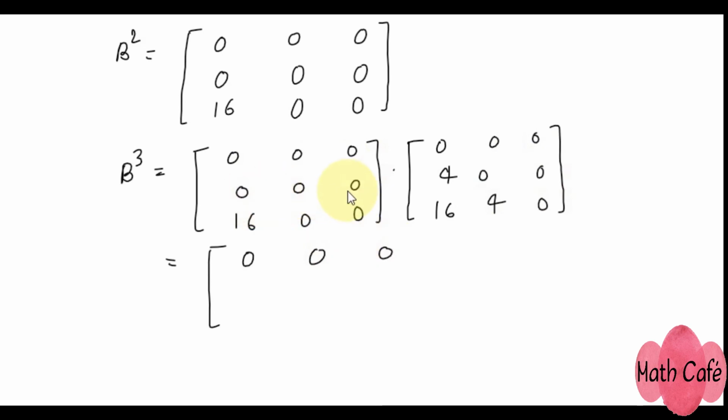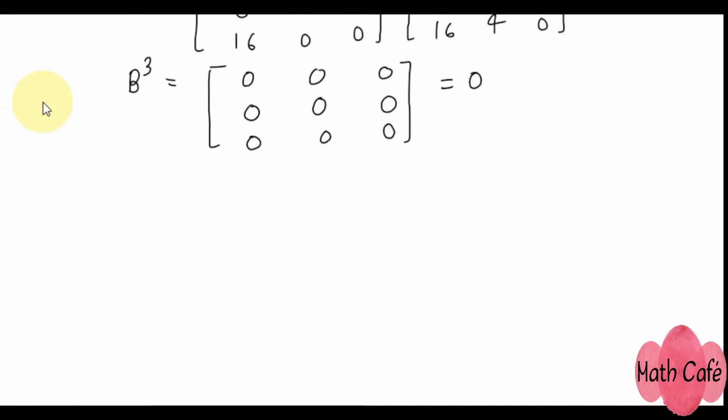And the second row multiplied by the first column is 0 0 0. If the third row is multiplied by the first column, that will also become 0. And in the remaining two cases, all the terms will be 0. So finally we got B cube as the 0 matrix. Alright, so B4, B5 and so on will also be 0. And we need to find A raised to 50.